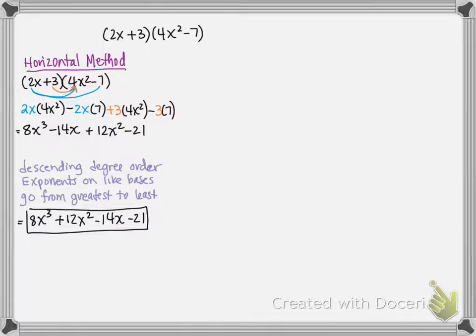Okay, now the reason why that happened is that if you look at your second polynomial, it went from a power of 2, or an exponent of 2, or a degree of 2, to a degree of 0, meaning there is no variable on the 7, and that's why that happened. Okay, all right, let's look at the vertical method.